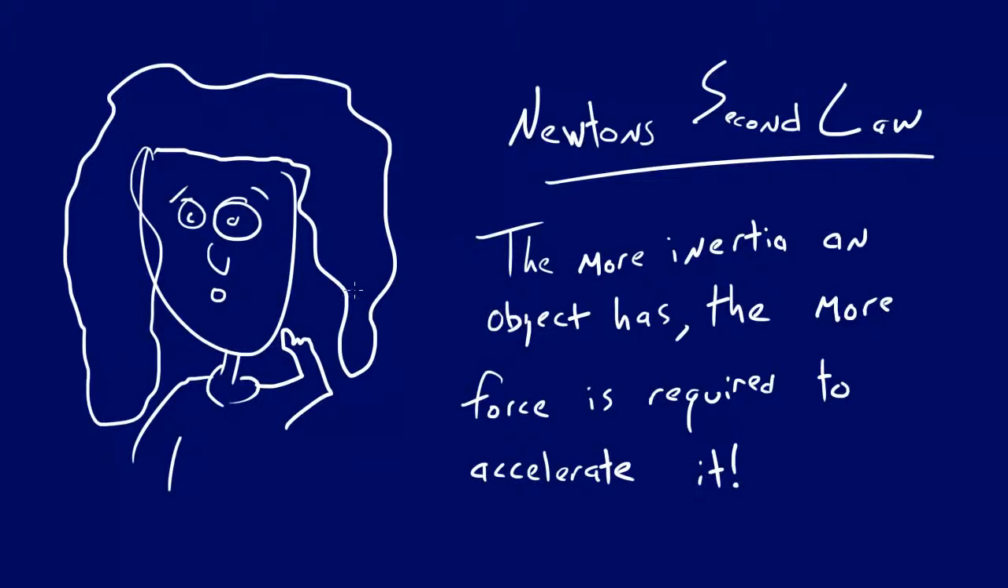Welcome to your 11th physics lecture, and in this lecture I want to talk to you guys about Newton's second law. So here we have Newton over here, and he's looking more and more dumb each time, but his second law says something like this: the more inertia an object has, the more force is required to accelerate that. So what the heck does that mean?